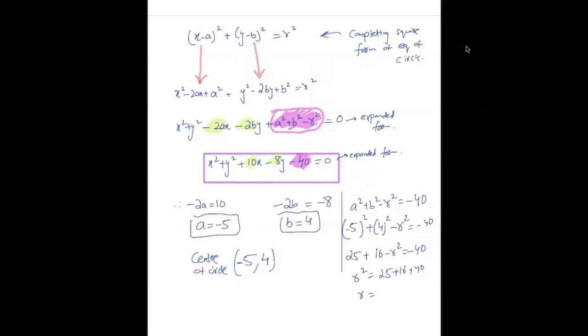25 plus 16 plus 40 gives 81. R square is 81 and r is 9. Right. Okay, so the radius is 9 and the center of the circle is (-5, 4). This is how you're going to work it out. Understood?